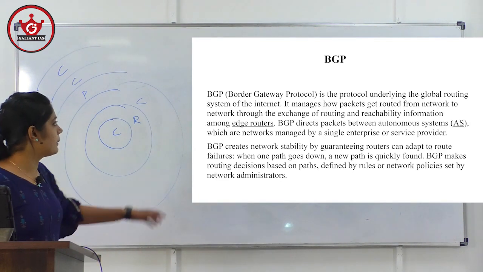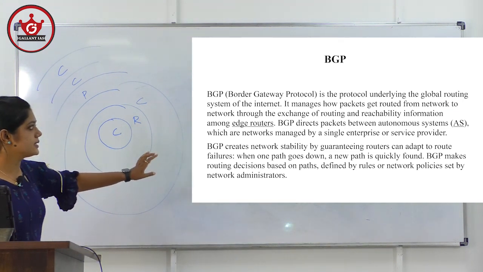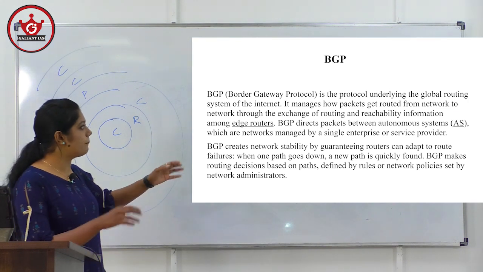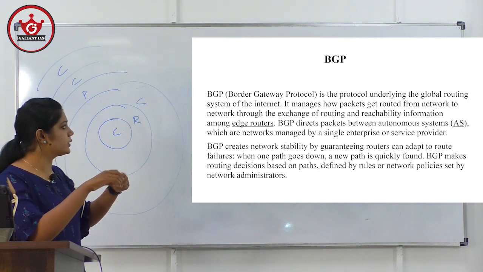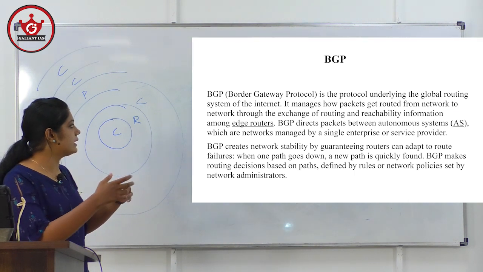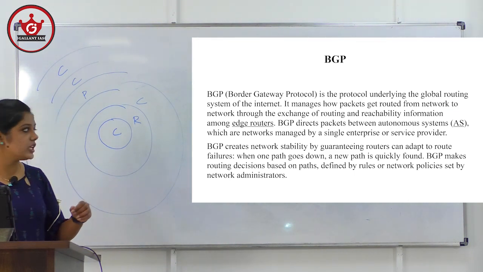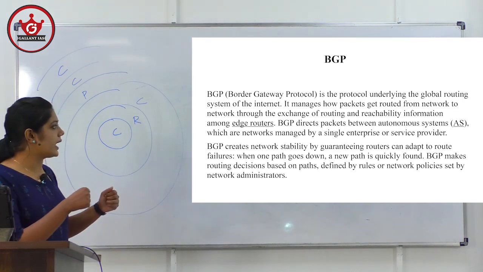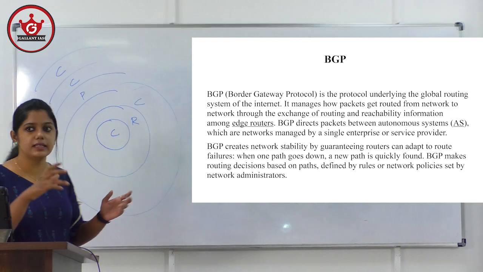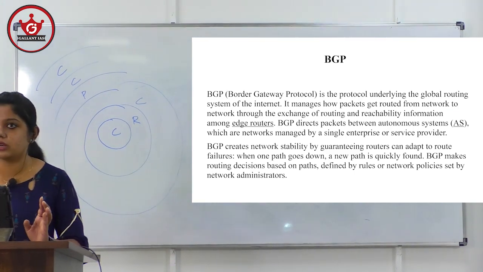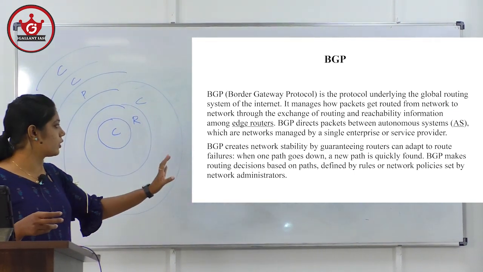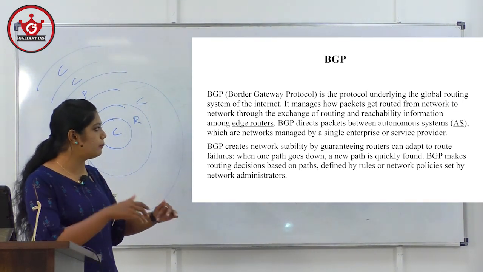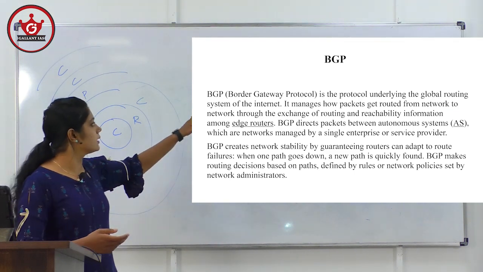Next is BGP, Border Gateway Protocol. It is the protocol underlying the global routing system of the internet. It manages how packets get routed from network to network through the exchange of routing and reachability information among edge routers. So BGP directs packets between autonomous systems, and BGP creates stability by guaranteeing routers can adapt to route failure. It shows rerouting. So when one path goes down, and this is important, a new path is quickly found by Border Gateway Protocol.